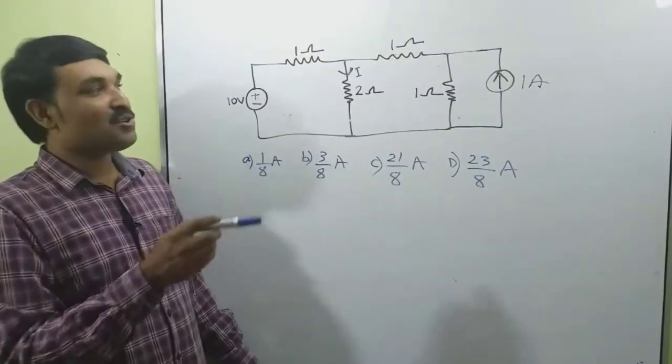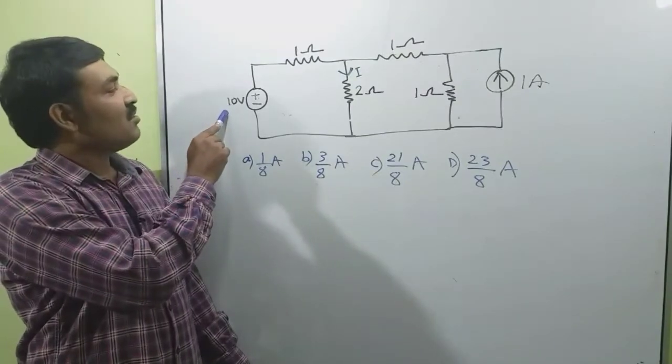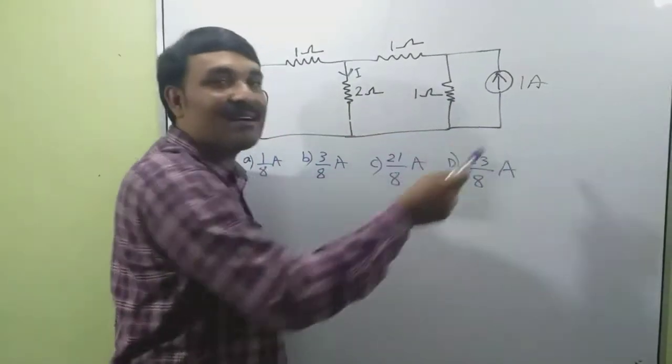We have two sources, a 10 volt voltage source and a 1 ampere current source.